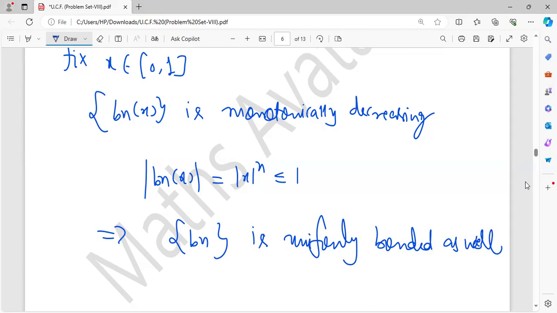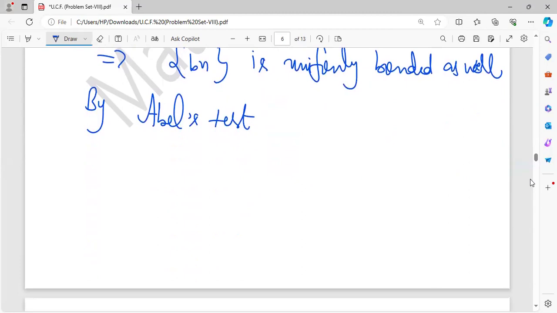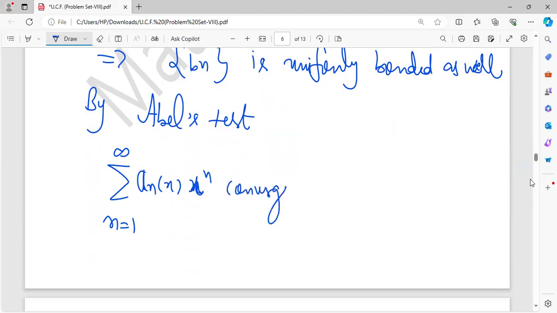Okay, so this implies by Abel test, this series summation n goes to 1 to infinity a_n x to the power n converges uniformly on the closed interval 0, 1.